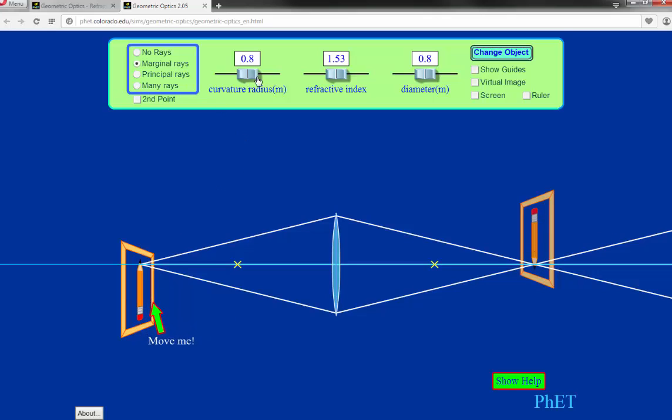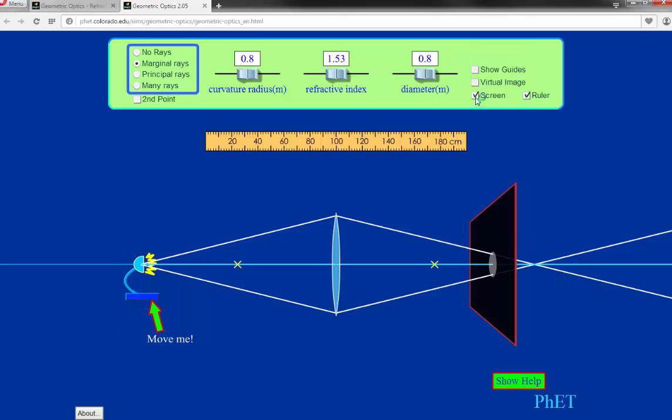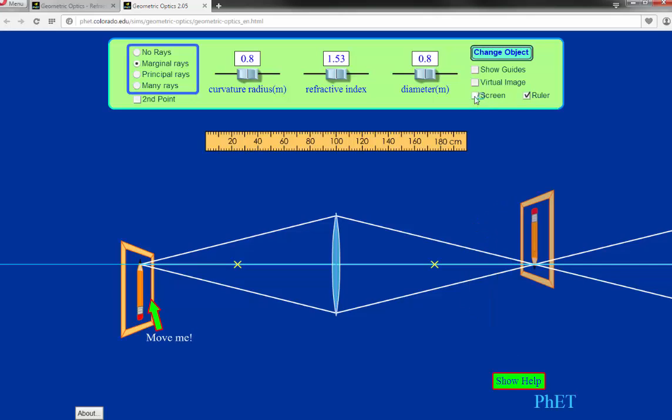And what I want to do here is, I don't really want the guides, I want the ruler, and maybe we'll just have the virtual image. I'll go ahead and click show virtual image. Don't worry about that just yet. We'll see what that is in a minute.